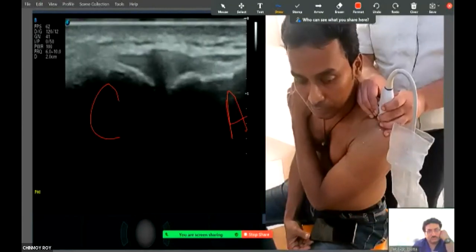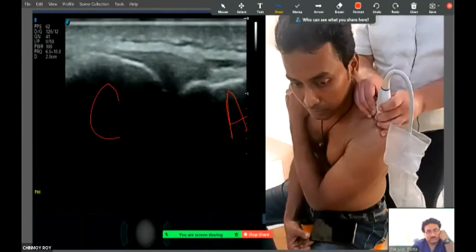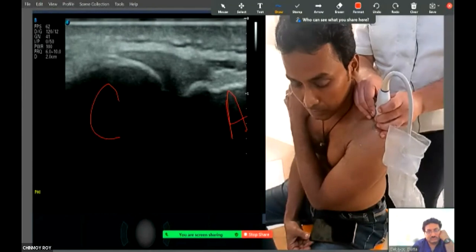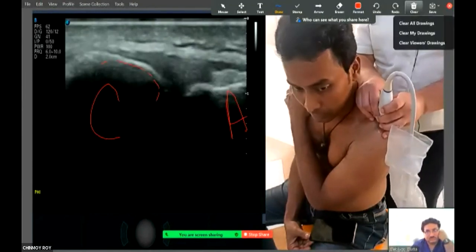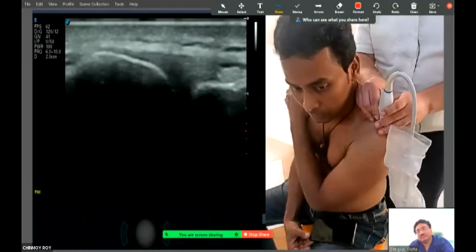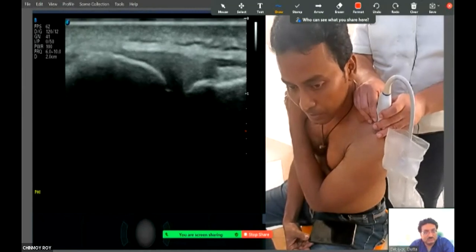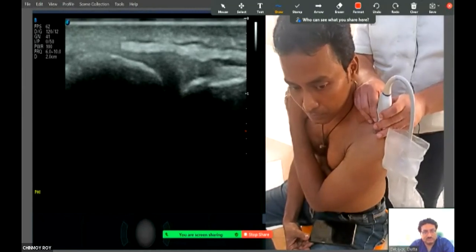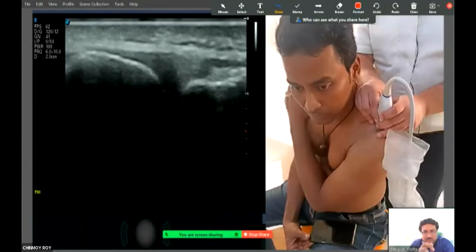Okay, so what do we expect if there is an instability of the AC joint? Any margin, either the clavicular side or the acromial side, will dislocate and go up. There will be a difference. It will not be in the same line. One margin will be up and one margin will be down if the patient touches the opposite shoulder. And if there is no dislocation, then both will be in the same line. So this is a dynamic test for the AC joint.